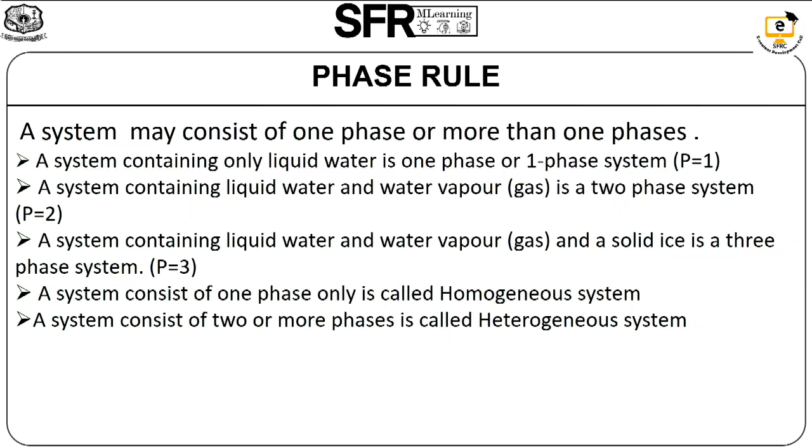A system may consist of one phase or more than one phase. A system containing only liquid water is a one phase system, so P = 1. A system containing liquid water and water vapor is a two phase system, so P = 2. A system containing liquid water, water vapor and solid ice is a three phase system, therefore P = 3. A system consisting of one phase only is called a homogeneous system. A system consisting of two or more phases is called a heterogeneous system.